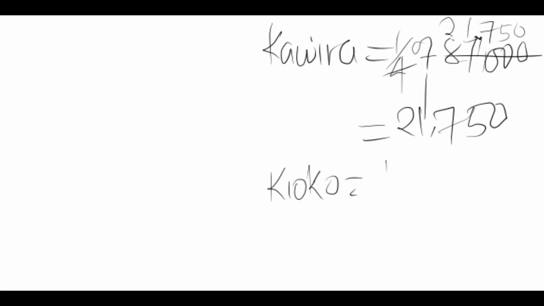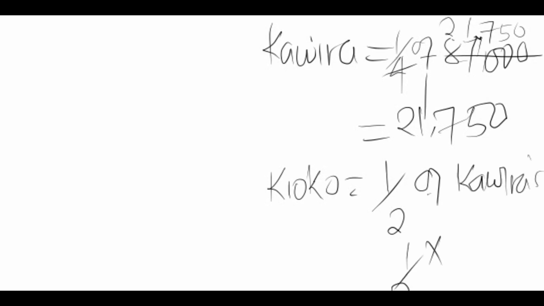Then Kyoko received 1/2 of Kawira's. So we have a half of Kawira's, which is half of 21,750. By 2 is 10,875. Now we are going to add Kawira's and Kyoko's.